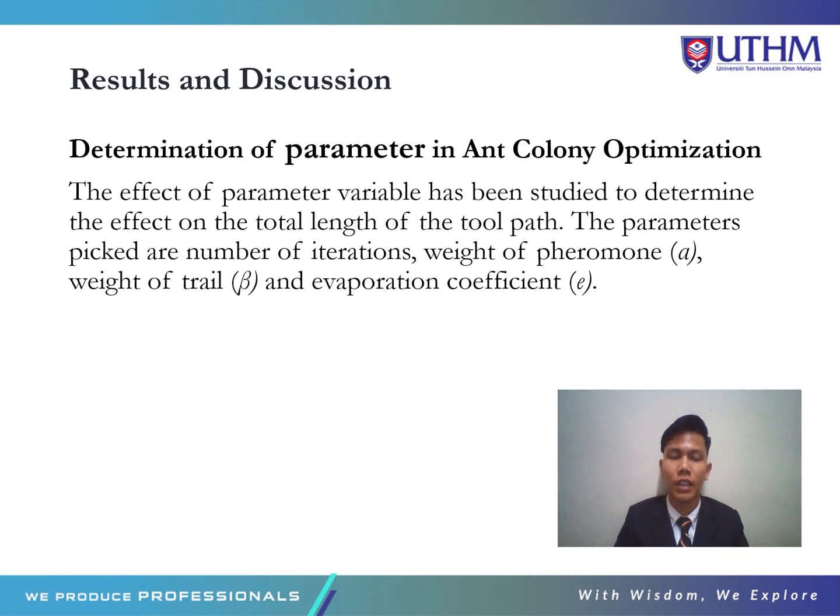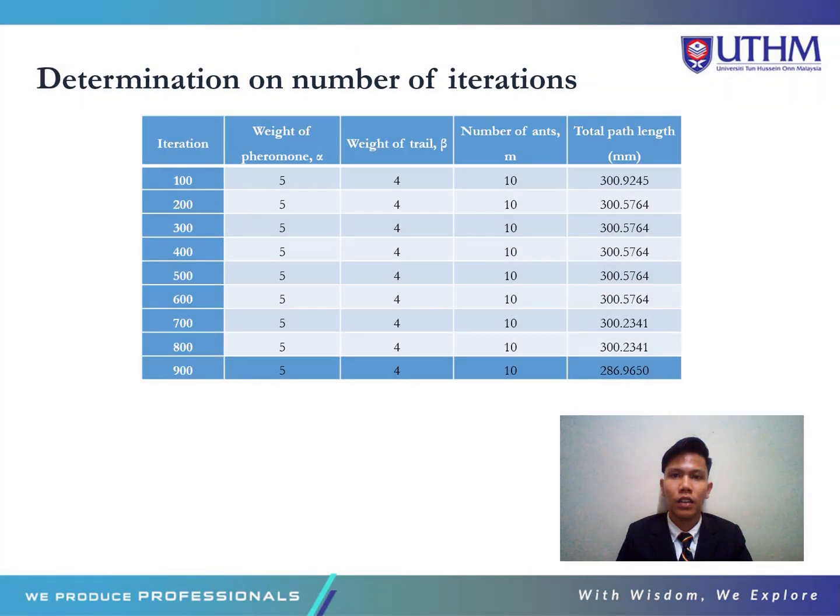Result and discussion. Based on the objective to find the best parameter, the parameters that have been picked are number of iteration, weight of pheromone, weight of trail, and evaporation coefficient. The first parameter is number of iteration.